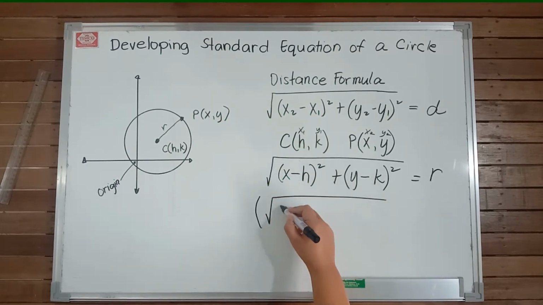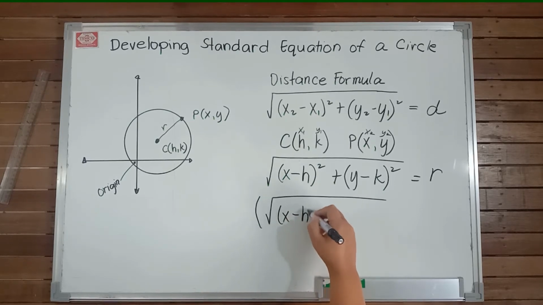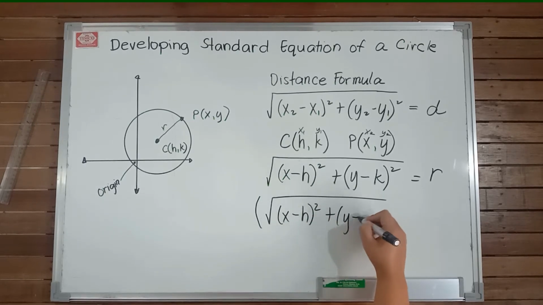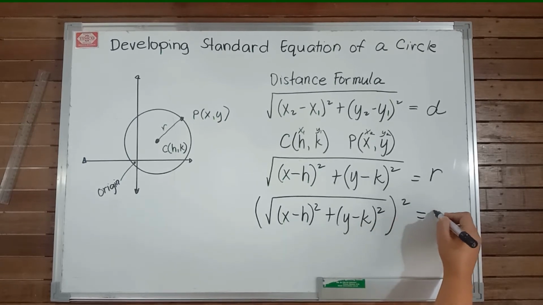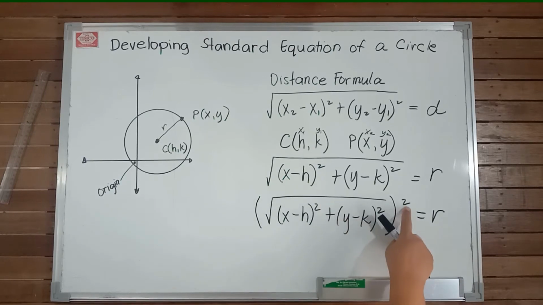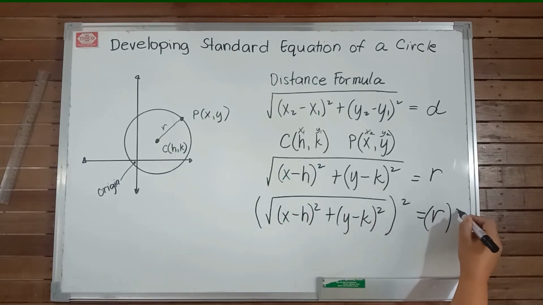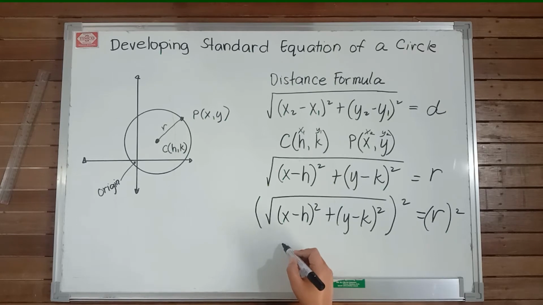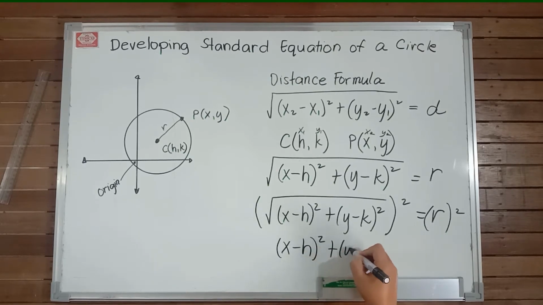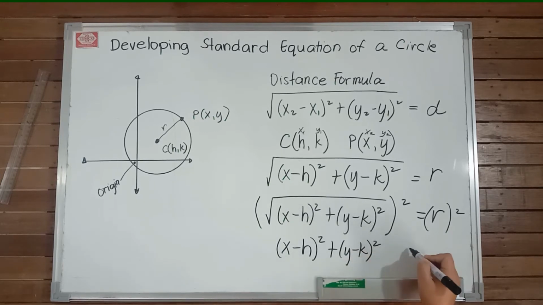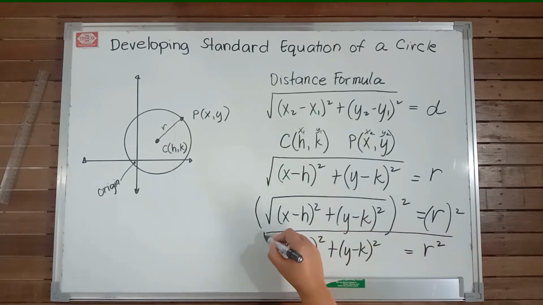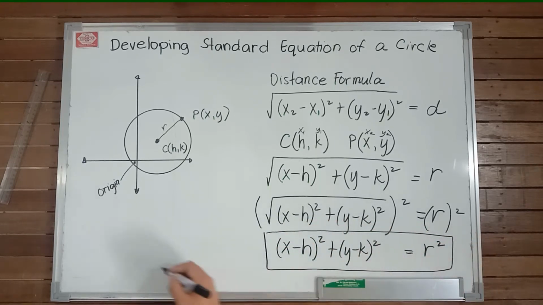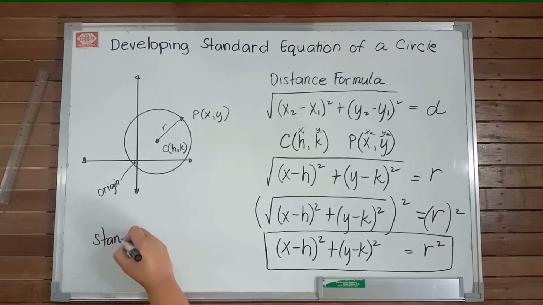Squaring both sides of the equation to eliminate the radical sign, remember that squaring a number with the radical sign eliminates the radical sign, since getting the square root of a number is the inverse of squaring. So, we have x minus h squared plus y minus k squared equals r squared. And that is now our standard equation of a circle with a center at (h, k).